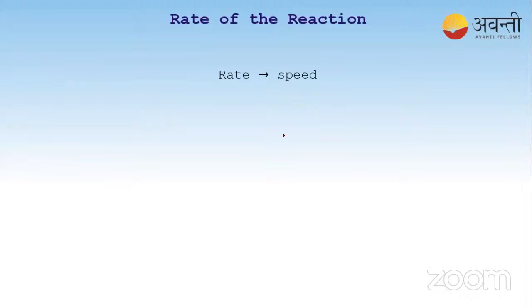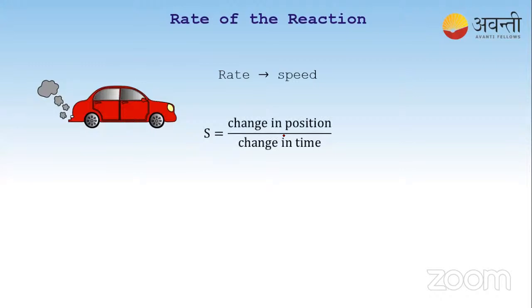How do we calculate the speed of a particular car? The same car has come here again. So how do you calculate it? It is the change in its position by the change in time. That is how you calculate the speed, right? And similarly, you can calculate for a reaction.